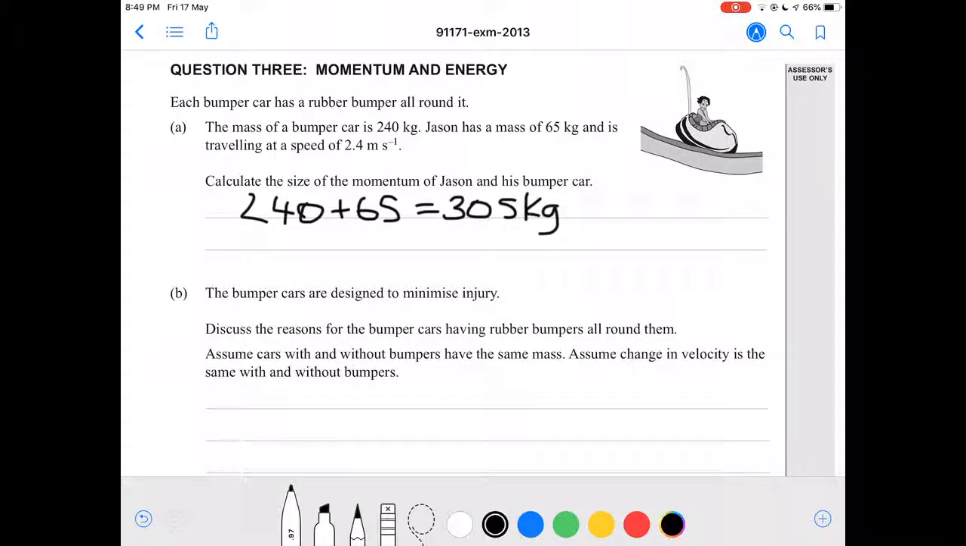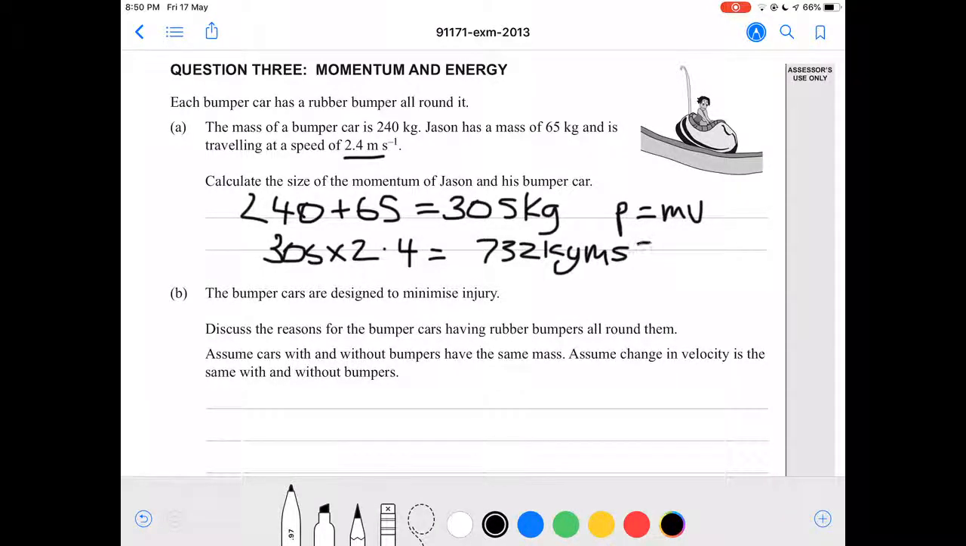And then we also know that momentum equals mass times velocity, and it tells us the velocity is 2.4 meters per second. So we will just say 305 times 2.4 equals, plug into our calculator and see what we get. 305 multiplied by 2.4 gives us 732 kilogram meters per second, which is the unit for momentum.